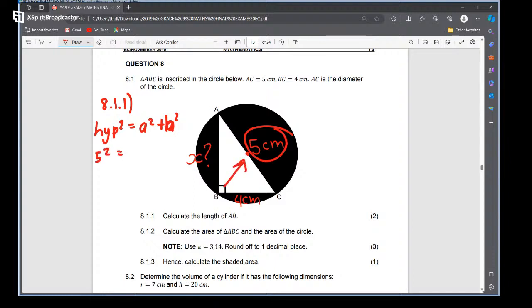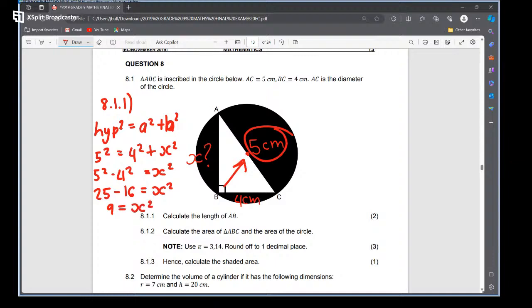Okay, so 5 squared is equal to 4 squared, doesn't matter what order you do this in, plus x squared. We can then work this out. So what I would do is take that 4 squared across. So I'd say 5 squared minus the 4 squared is equal to x squared. Okay, if we work that out, 5 squared is 25, 4 squared is 16, is equal to x squared. Let's work this out. 25 take away 16 is going to be 9. So 9 is equal to x squared.